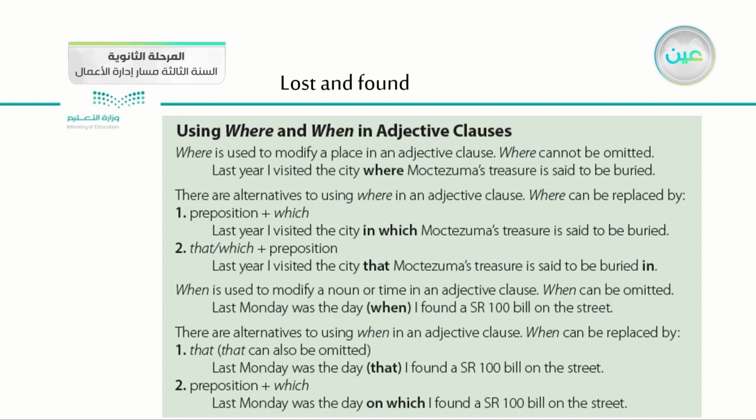Look at this example: last year I visited the city in which McThomas treasure is said to be buried. As you see here, we use a preposition, which is in, and we have which, the word describing the noun, which is city. And of course we can use that instead of where. We can use that or which plus a preposition, as in this example: last year I visited the city that McThomas treasure is said to be buried in.